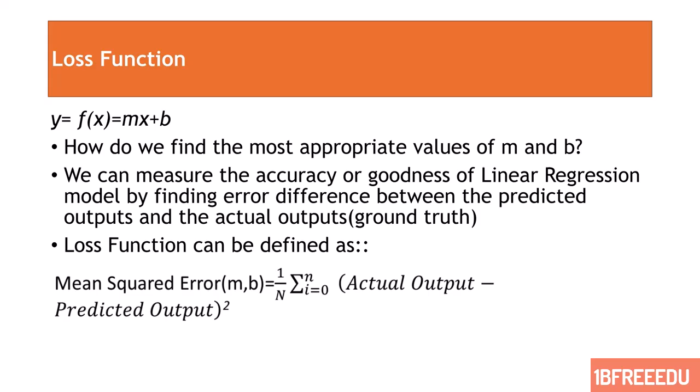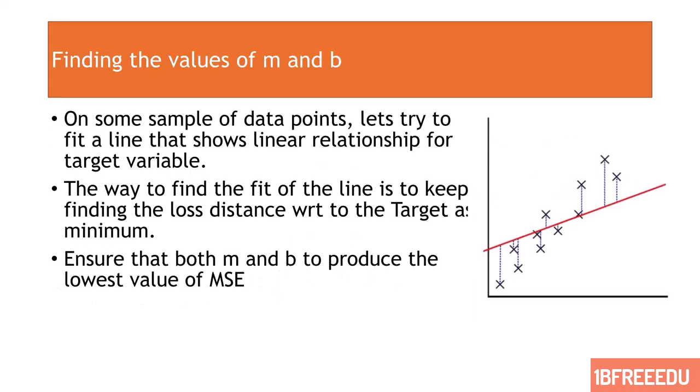So why are we doing it? Let's take this picture into account, where we are seeing different dots coming up below the line and above the line, and the whole idea is to find the fit for the line. How do we find it? Let's say we have a given sample of data points, and let's try to fit a line that shows a linear relationship for the target variable. The best way to find the fit of the line is to keep finding the loss distance with respect to the target, as the minimum of mean squared error.